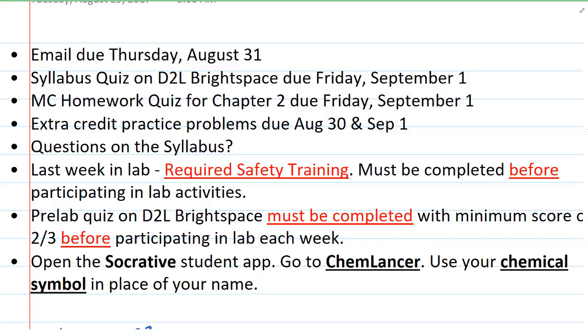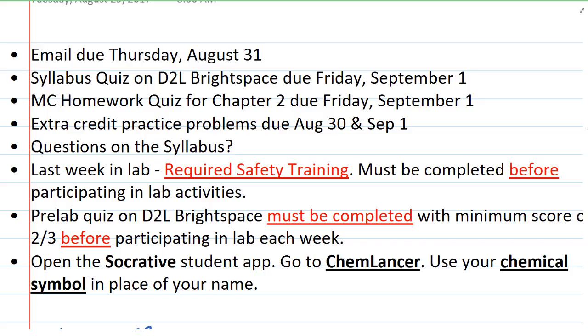Lab is a mandatory part of this course. If you don't participate in lab, your letter grades will either drop or you will fail the course. So the required safety training has to be completed before you do those lab activities. Do remember that starting with your lab this week, you must complete a pre-lab quiz in order to participate in lab, with a minimum score of 2 out of 3.